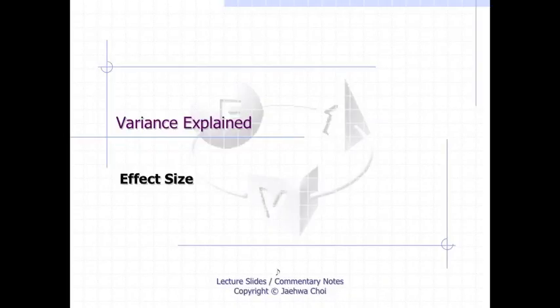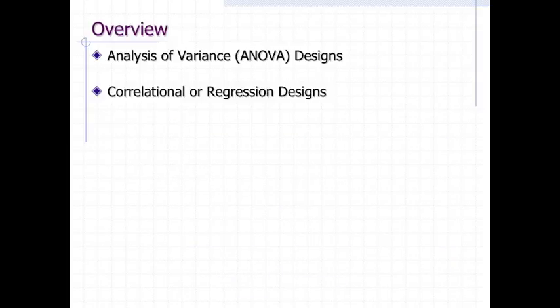Variance explained. Effect sizes are often measured in terms of the proportion of variance explained by a variable. In this section, we discuss this way to measure the effect size in both ANOVA designs and in correlational studies.